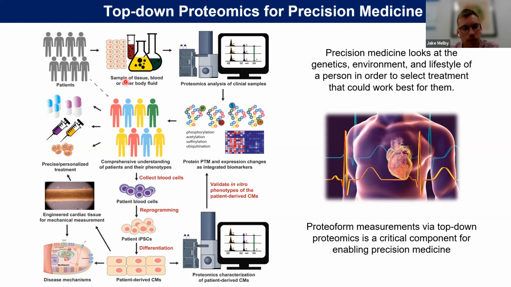So in our eyes, where we're studying heart disease largely, we would love to be able to get to the place where we can take a patient's sample, tissue, blood, other body fluid, and study this sample directly, as well as create patient-derived cardiac cells so that we can study a patient's heart characteristics in a dish. And we really think that proteoform measurements are going to be a critical part of enabling precision medicine because it's really the proteoform that's the functional actor of the cell.